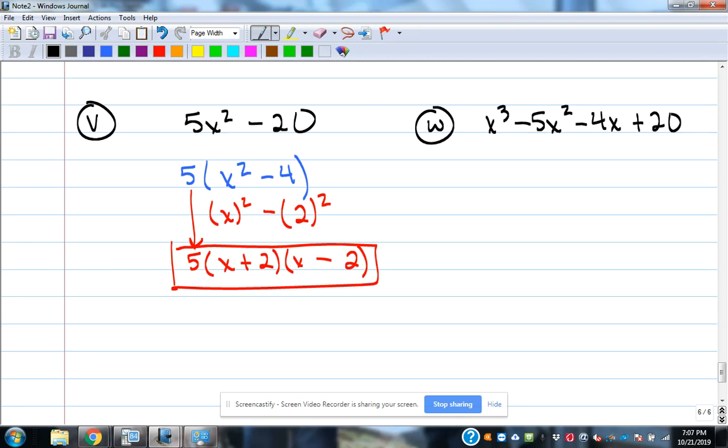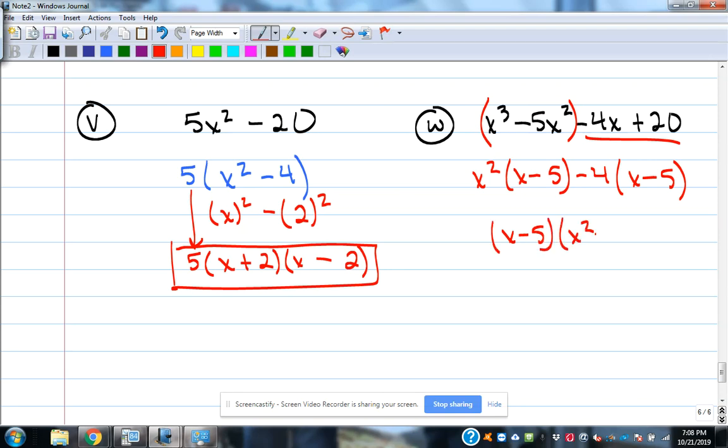What method do we use to try to factor this one? Grouping, because it has how many terms? 4. X squared, the X minus 5, minus 4, X minus 5. So of X minus 5 and X squared minus 4.